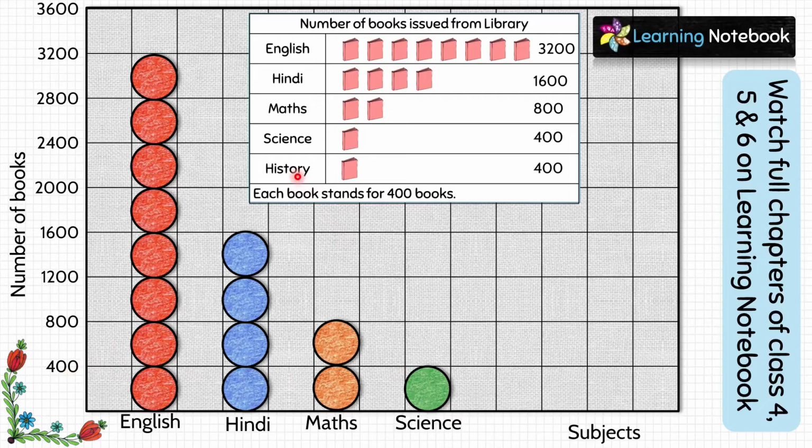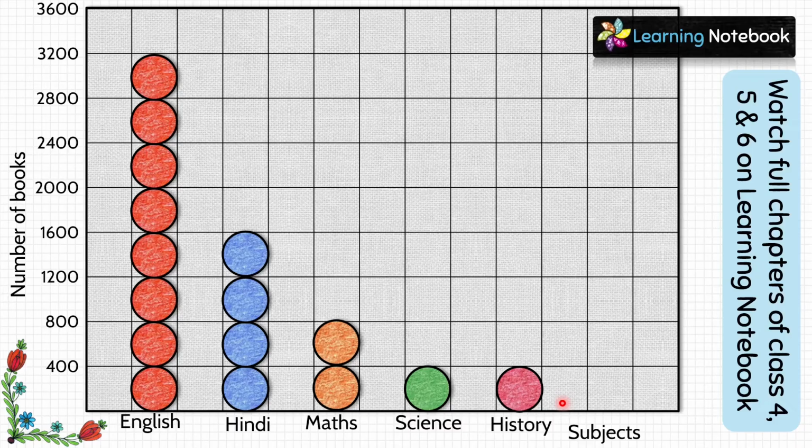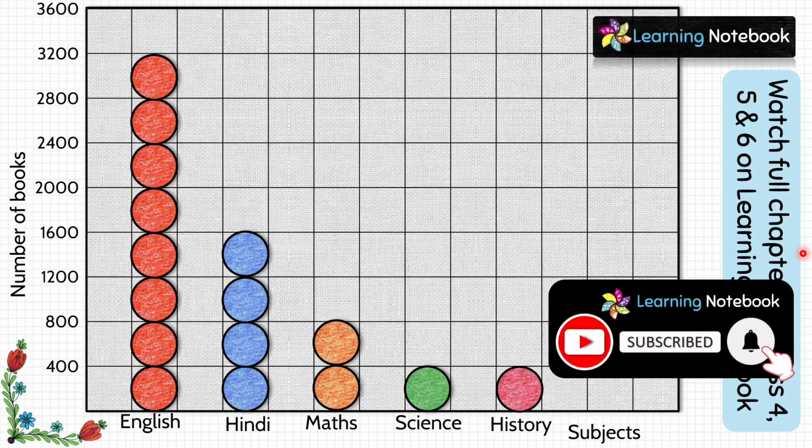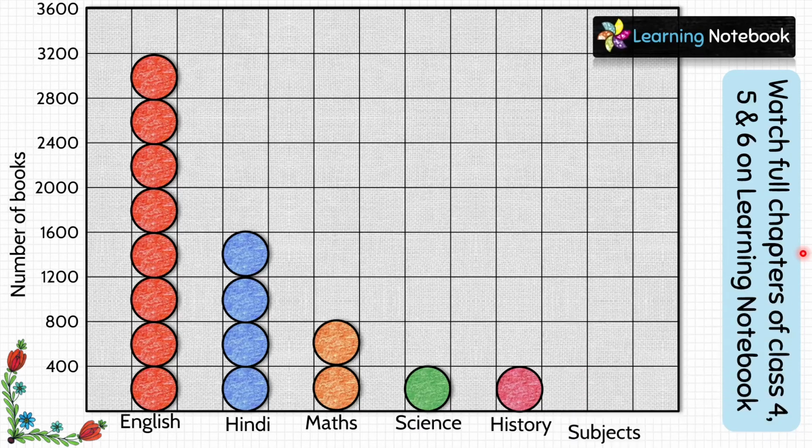And in the end, we will represent history books, which are also 400. So, this time we will take help of pink circle to represent history books. So, we will put 1 pink circle to represent 400 history books. So, students, in this way, we have represented the given data using bar graph.